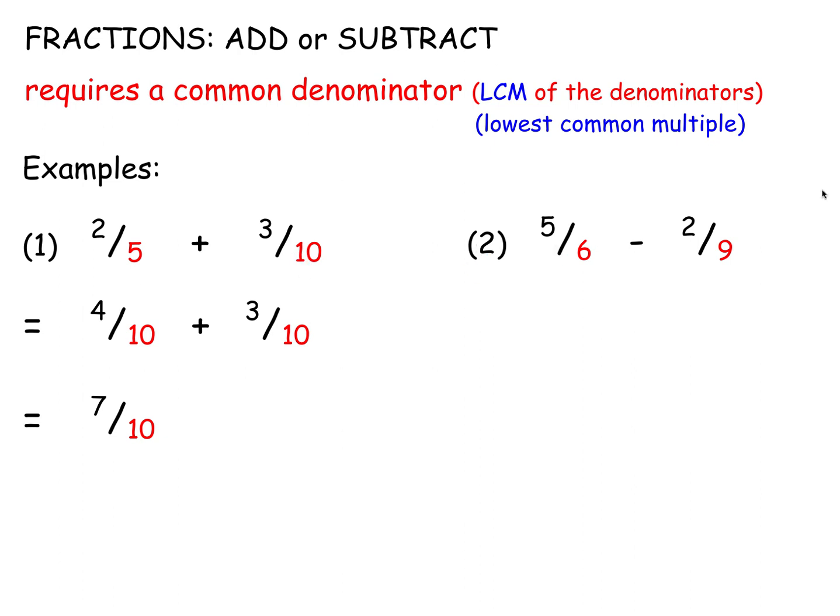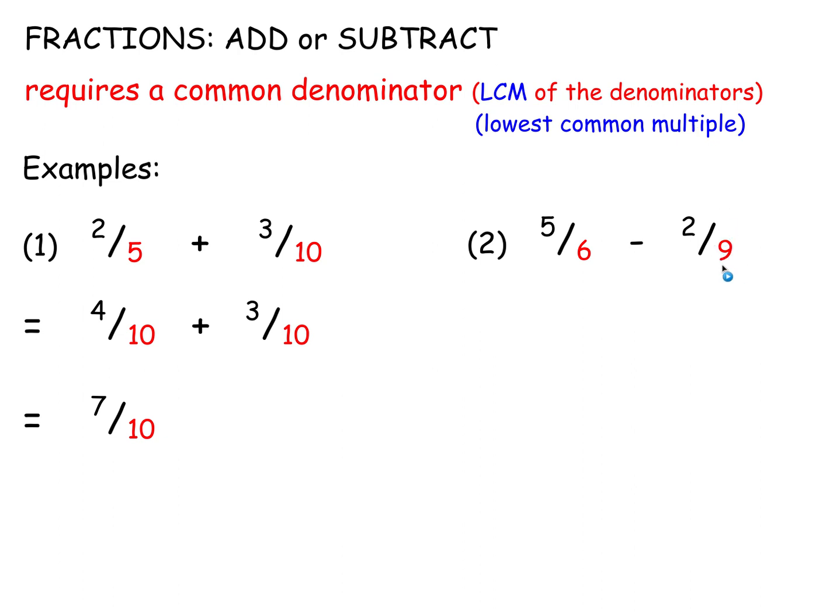Here in the next one, denominator 6, denominator 9. The biggest number is 9. Think of your 9 times table. 9 ones are 9, but 6 doesn't go into it. 9 twos are 18. 6 goes into 18 3 times. So that's the common denominator, 18. That's the lowest or the least common multiple of the denominators. So you want a common denominator, it's the lowest or least common multiple.